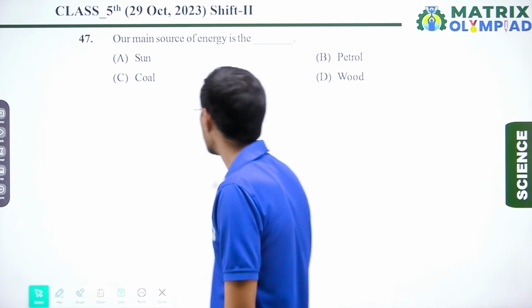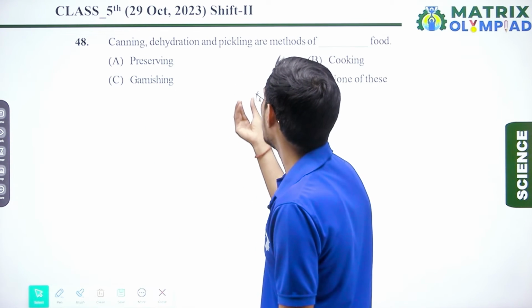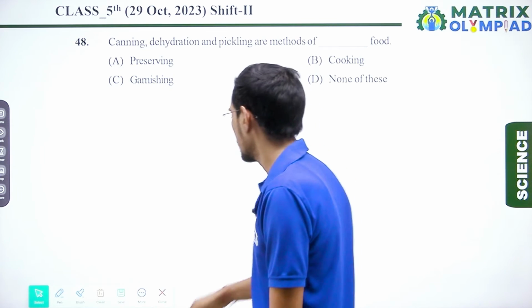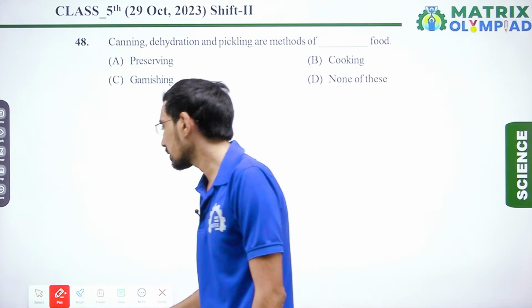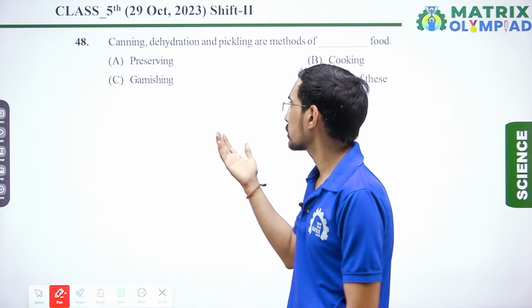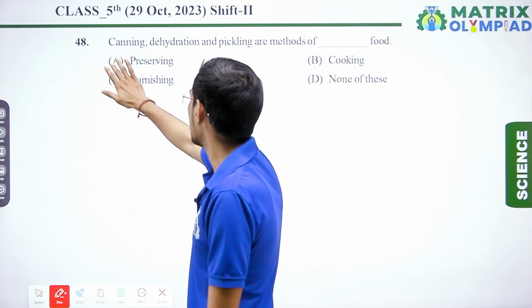Next question. Canning, dehydration and pickling are methods of dash food. These are the preservatives, helpful for the preservation of food. So our correct option will be option A.